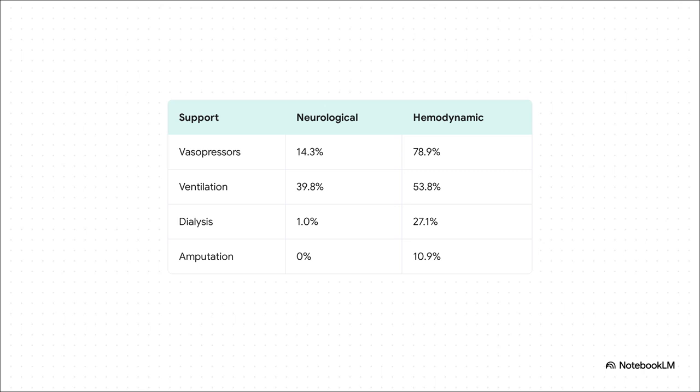You can really see why that mortality gap is so huge when you look at the kind of support these patients needed. The hemodynamic group was just getting hammered. Almost 80% of them needed vasopressors to keep their blood pressure up. Over a quarter of them ended up on dialysis. And just look at this last line, limb amputations, a devastating complication that happened to more than 10% of the hemodynamic group and 0% of the neurologic group. It's just a different world of sickness.